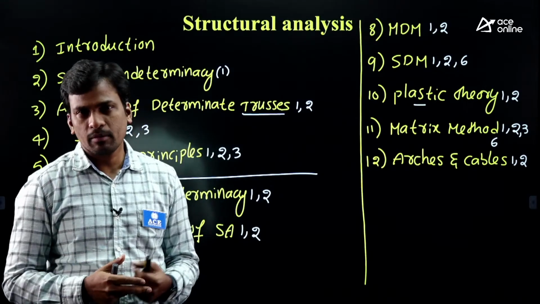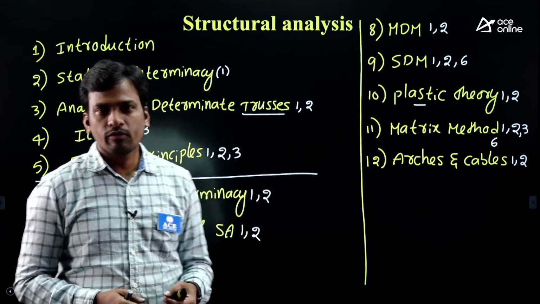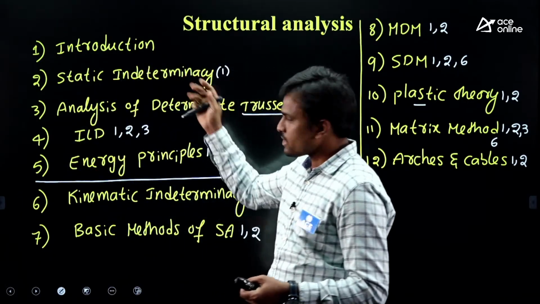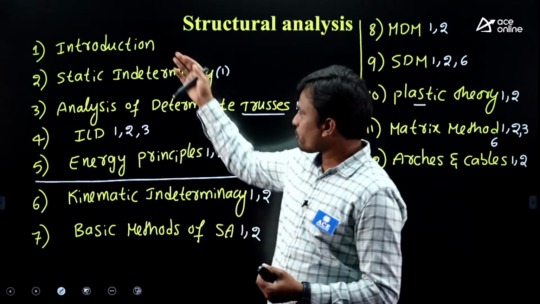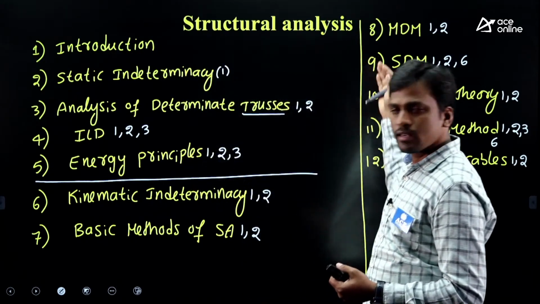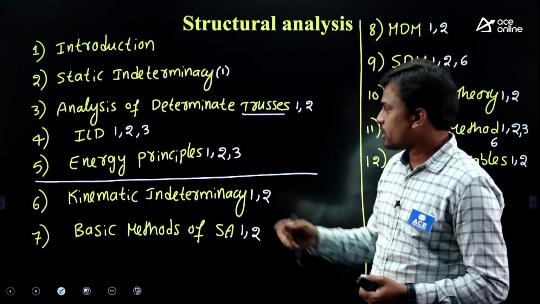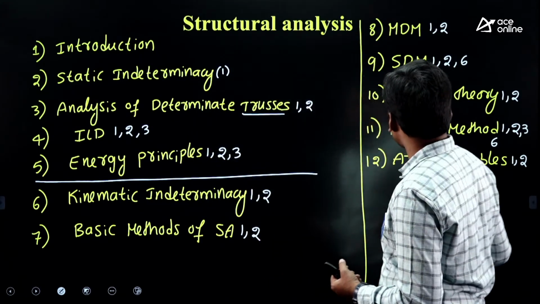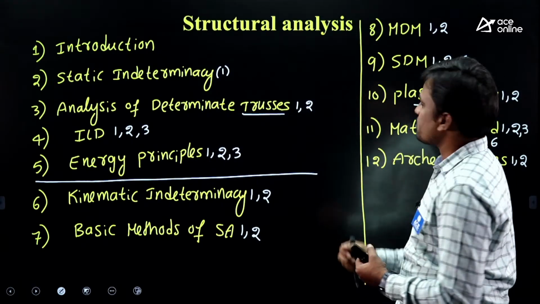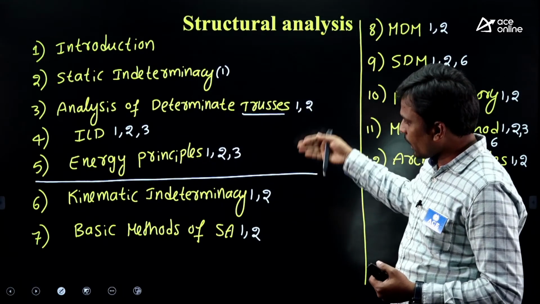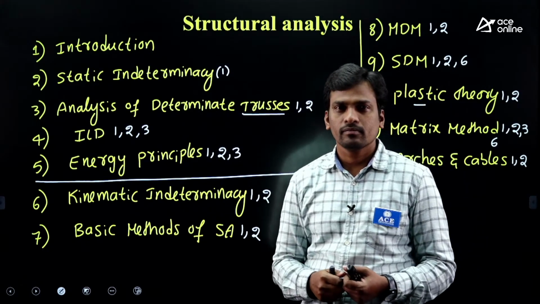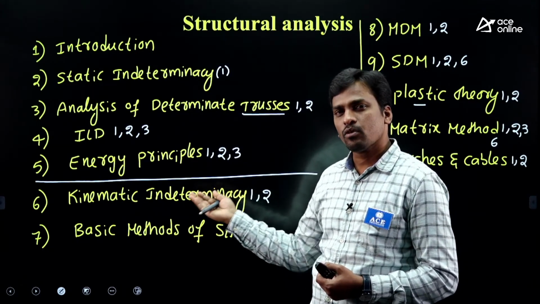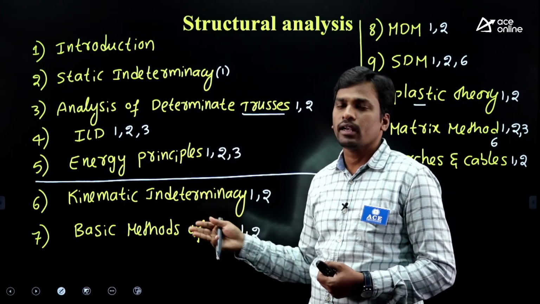Yes, I agree with this point because this is a problem. Without knowing the first chapter, you can't learn the second chapter. Without knowing the first and second, you can't learn the subject. And third chapter concepts will be used in the ILD chapter, the energy principle chapter, and here in the matrix method. Like this, there is connectivity actually. So this is the reason most students feel the subject is difficult.